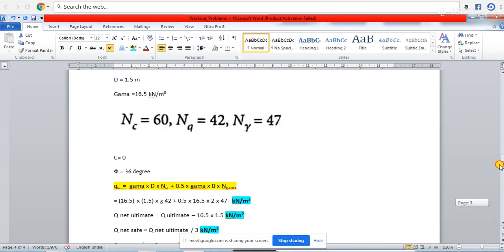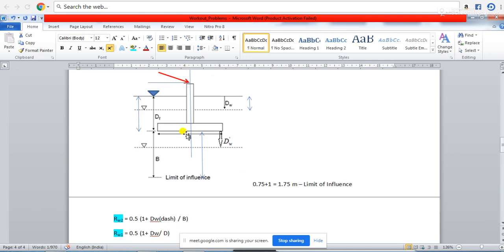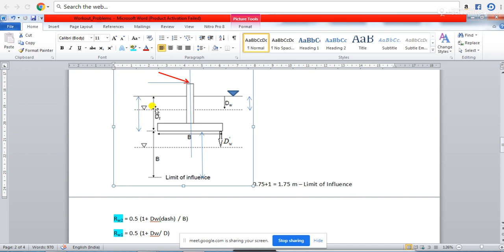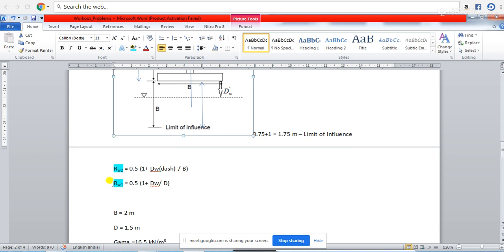You will have to go back to this diagram. If this is the water table, and it has reached the ground level, then the complete portion of the soil up to this depth Df will be under submerged condition, because the water table has already reached the ground level. So in that case, what will be your value of RW1? Your RW1 value should ideally be 0.5.